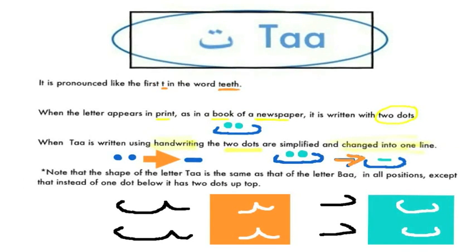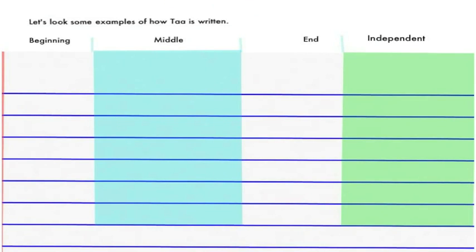Note that the shape of the letter Ta is the same as that of the letter Ba in all positions, except that instead of one dot below, it has two dots up top. When we write Ta independently, we write it like this. A good example of when Ta is written independently is the word toot, which means strawberry.